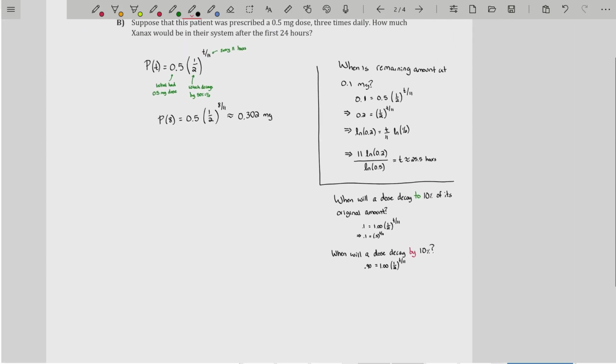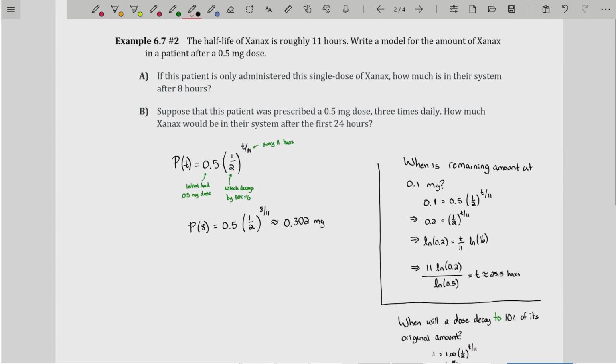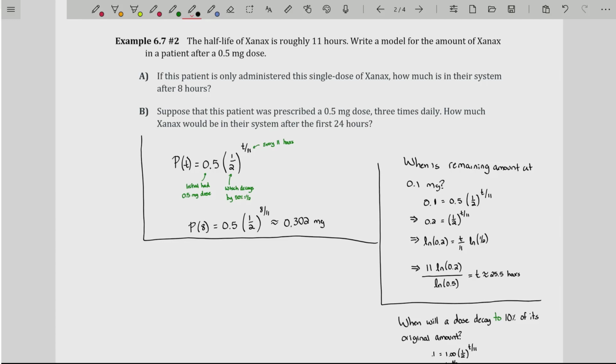Let's actually finish out the original problem. We did actually a lot of work. Part B here is something that I was just curious about to see if we can even do. This is not something that's normally asked within a textbook, but it is something that you should know in life. Suppose that a patient, or this patient, was prescribed a 0.5 milligram dose 3 times a day. How much Xanax would be in their system after the first 24 hours?